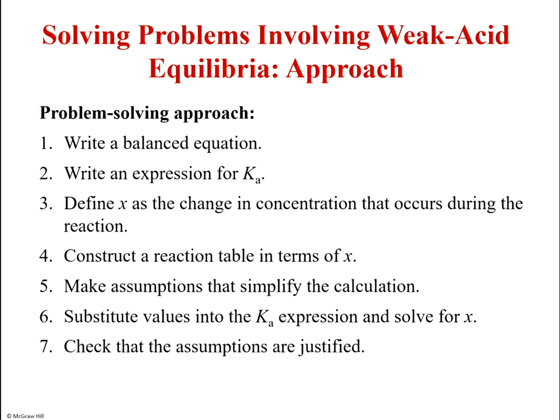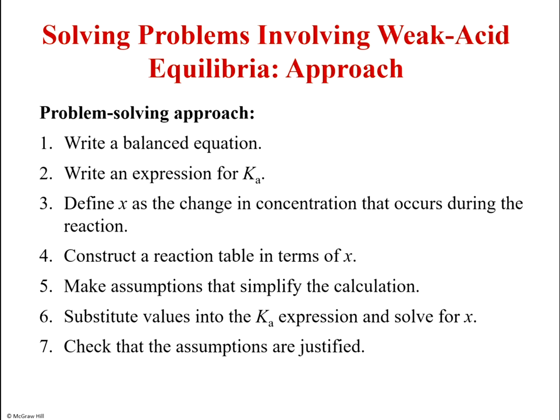We start off by writing the balanced equation for the reaction involved. We write an expression for the acid dissociation constant. Then we define X as the change in concentration that occurs during the reaction for one of the components. From this, then, we can construct a reaction table in terms of the initial concentrations of our reactants and the change X, and then the final concentrations of all species present.